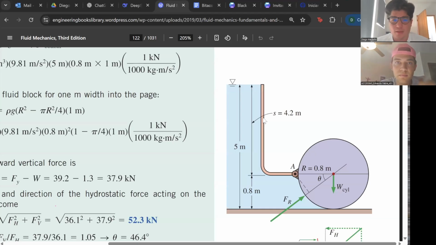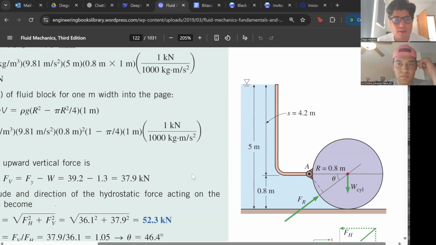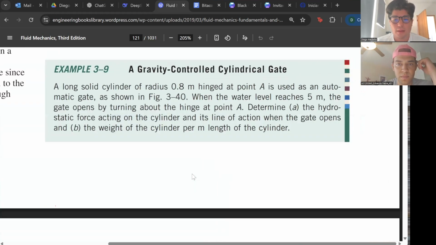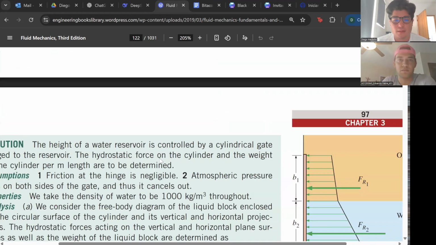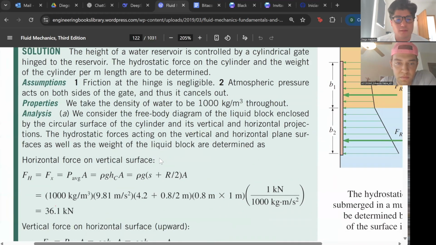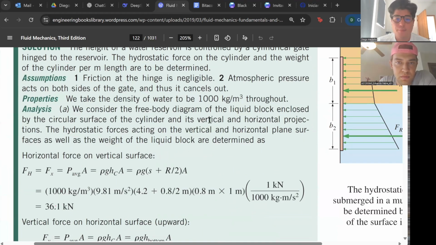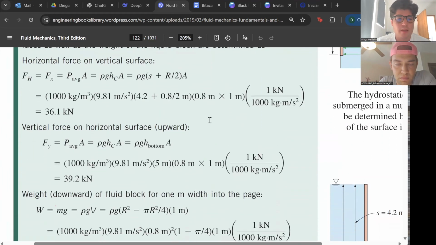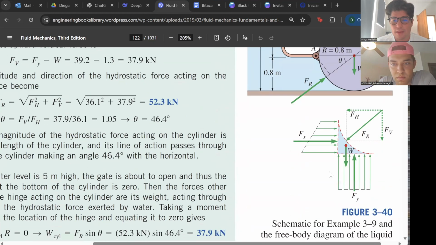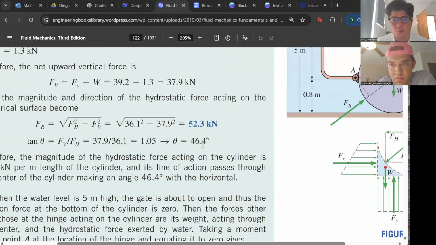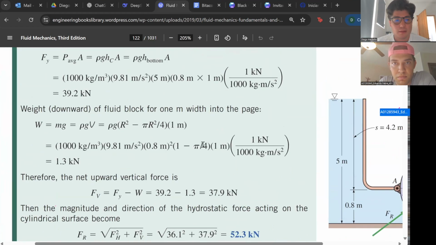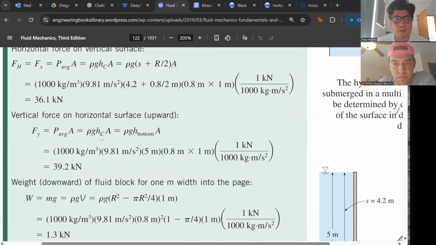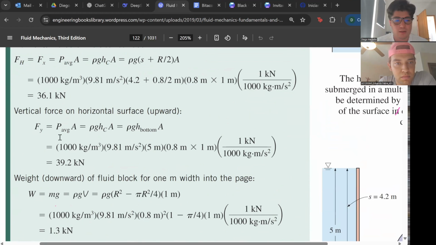So this is an example that we can do for this topic, which would be this cylinder that has a 5 meter length and a 0.8 meter radius. They ask us to find the hydrostatic forces acting on the cylinder and the weight of the cylinder per meter length of the cylinder. First of all, we assume that the friction is negligible and the atmospheric pressure acts on both sides. Then we can draw our free body diagram, which tells us to get the vertical and horizontal force using these two equations, which give us 36.1 and 39.2.